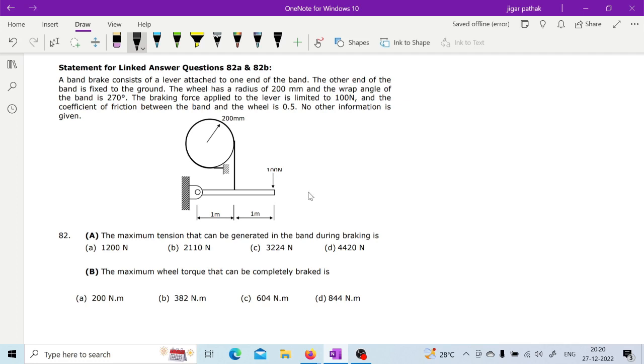Yes, sir. Yeah, so here this theta is given as 270 degree, mu is given as 0.5.